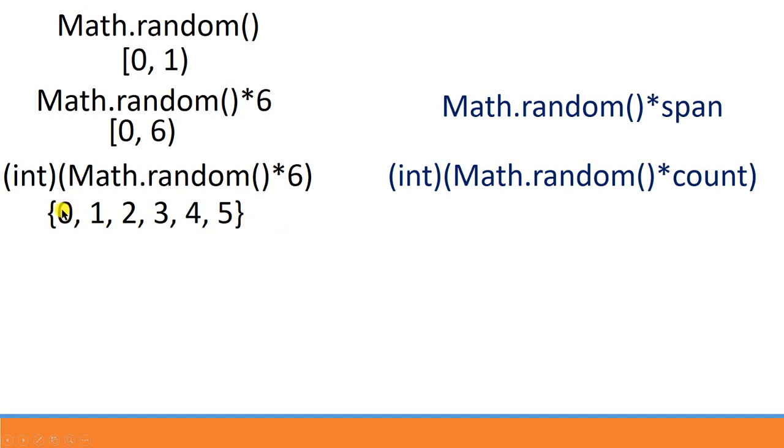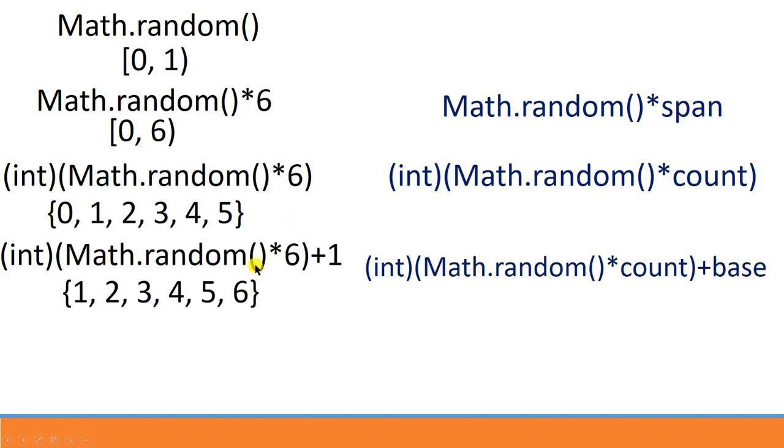So the samples will be these numbers: 0, 1, 2, 3, 4, 5. So the number of random samples, the sample count, is 6. The difference between this one and this one is that this one is a continuous domain. It ranges from 0 to 6 but not including 6. This one is a discrete domain that only has the discrete samples 0, 1, 2, 3, 4, 5, totally 6 elements. And then if we plus 1, the random samples will be 1, 2, 3, 4, 5, 6.